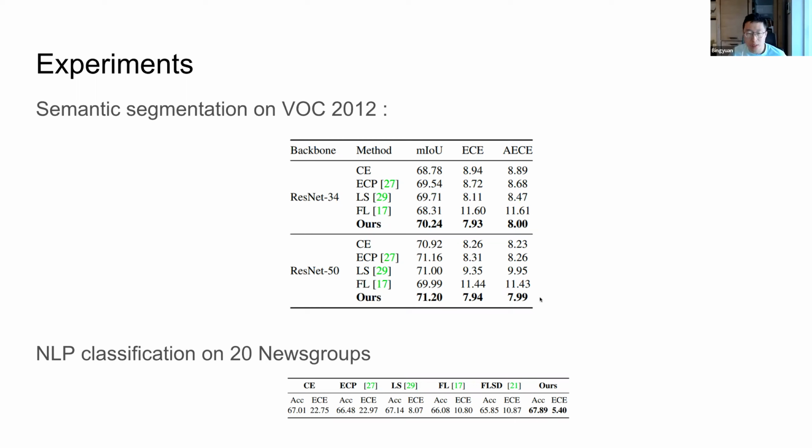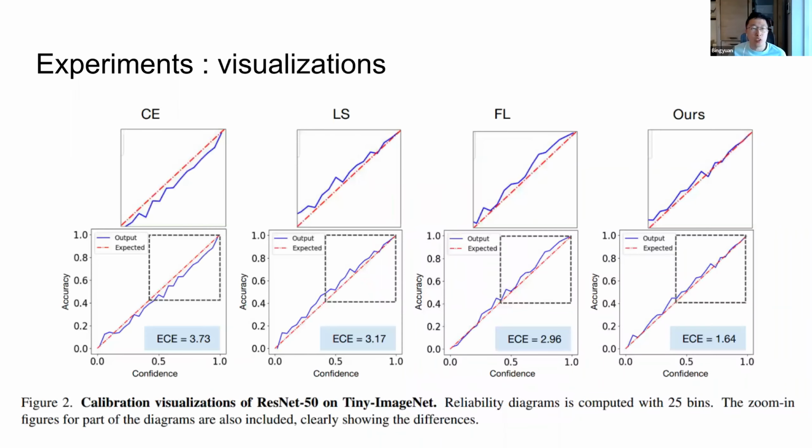Because our method is a very general framework, it can be easily plugged into any kind of pipeline. So we prove that our method can be very good on different kinds of classes and different kinds of applications. Here are some visualization results of the calibration loss.